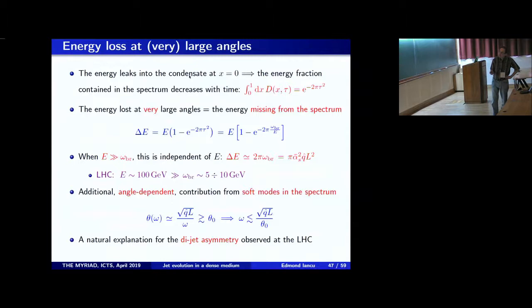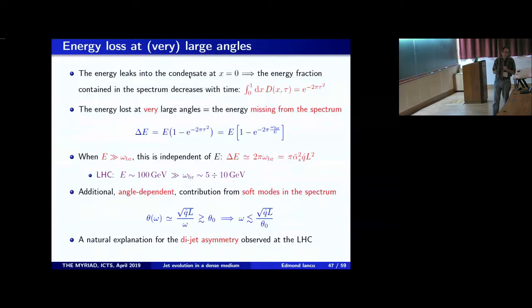But if you look now at the LHC, I remind you that at the LHC, E is much bigger than omega branching, so you can expand the exponential to leading order. If you do so, then the E dependence goes away. So the average energy loss at very large angles for the jet as a whole, not for the leading particle, is a constant, which happens to be 2 pi times this intrinsic scale.